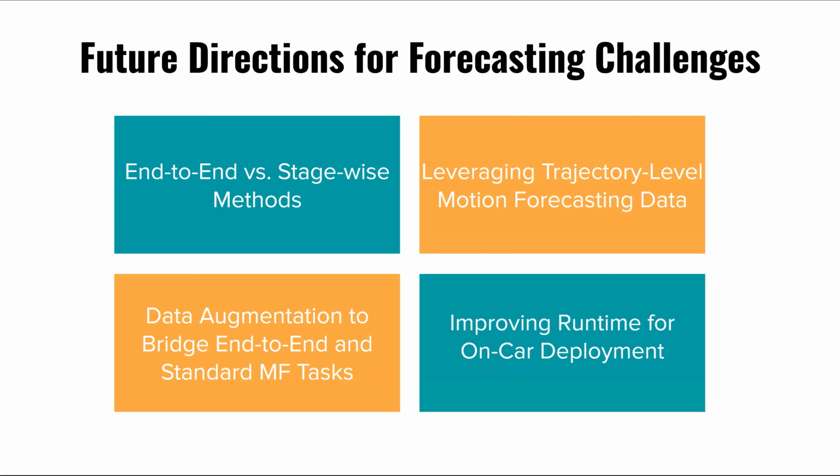Lastly, we see that data augmentation remains an incredibly important component when we try to bridge the end-to-end and standard motion forecasting tasks. Although the winner of the motion forecasting task, Vallejo Forecast, used one of the previous winners of the standard forecasting task, they had to spend considerable effort to bridge the gap and perform some sort of data augmentation to make it easier to work with predicted perception outputs.